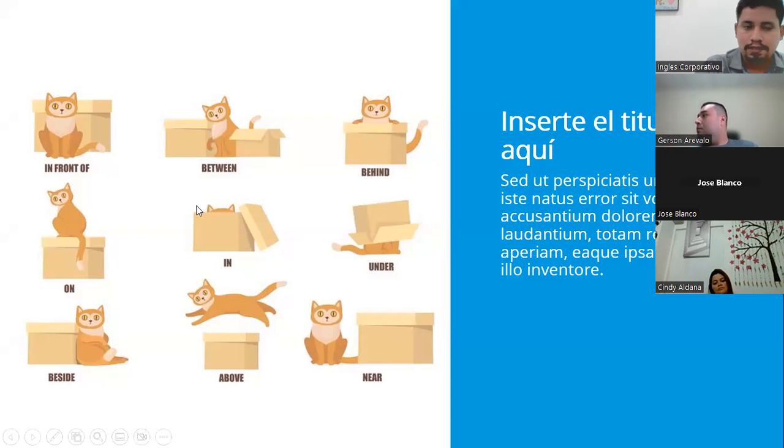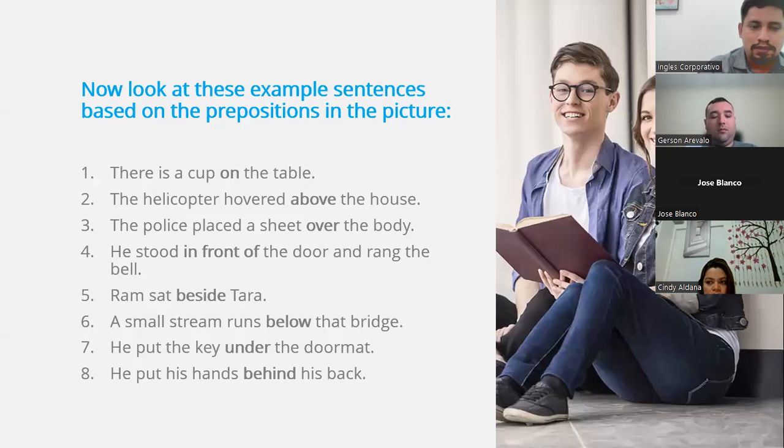So in some cases, right? For instance, in front of, between, behind. We can use beside, above, or near, okay? So those prepositions of place can be used in that way, but also can be used for expressing the position of something or someone. Just take a look at these examples here. There's a cup on the table.